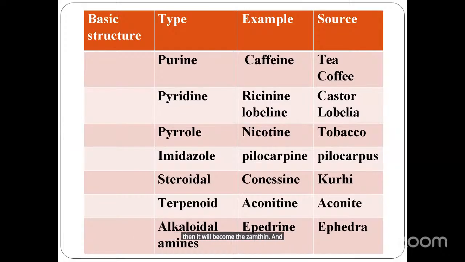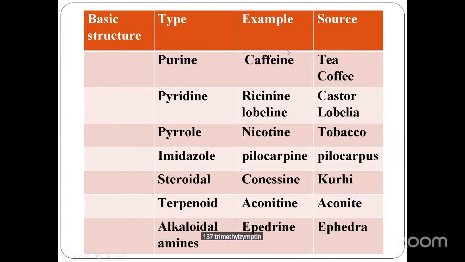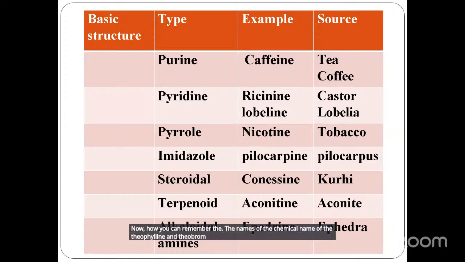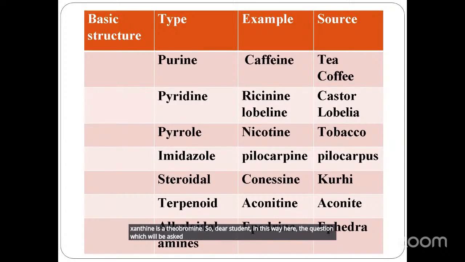And if you go into detail for the chemistry of this purine or xanthine, 1,3,7-trimethyl xanthine is nothing but caffeine. Now, how can you remember the chemical names of theophylline and theobromine? You have to go for the first two methyl groups, that is 1,3-dimethyl xanthine, which is your theophylline. And next, 3,7-dimethyl xanthine is theobromine. So dear student, in this way you can answer the questions asked on the chemistry of phytochemistry.